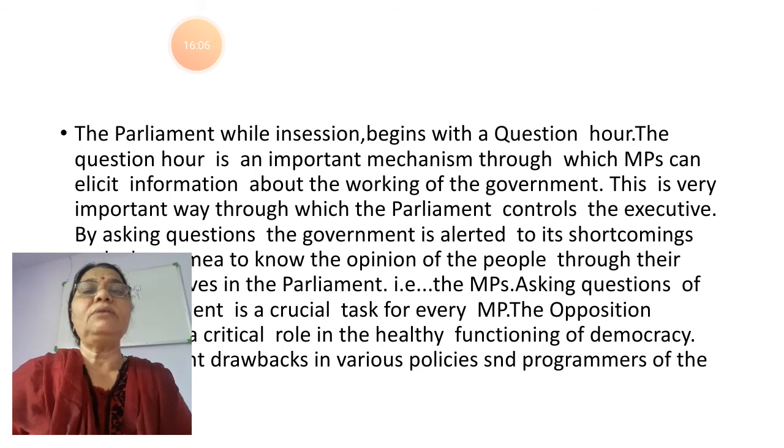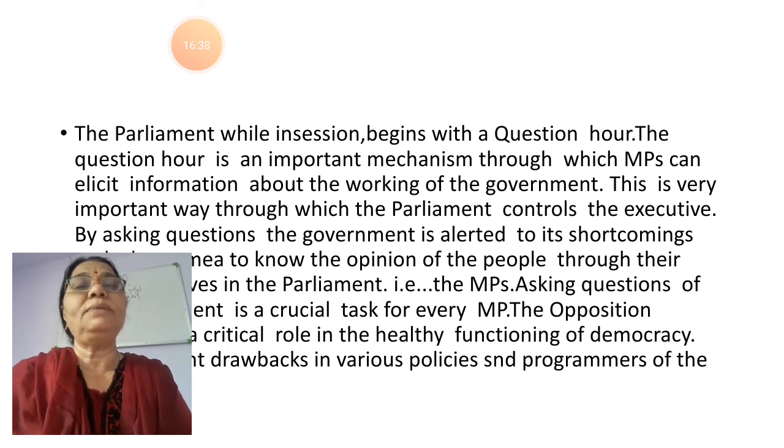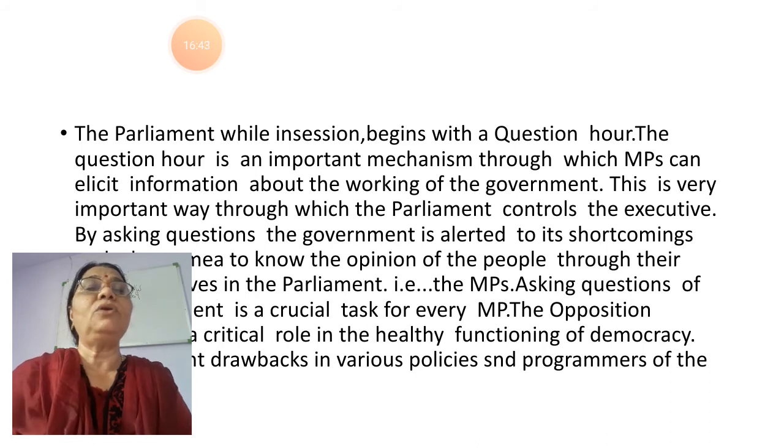If they have given false information about which work they had done, the opposition party can take action against that. This is a very important way through which the parliament controls the executive. Now executive means those who implement the laws, the group of people who implement the laws, that is called the executive. By asking questions, the government is alerted to its shortcomings. Shortcomings means what they have not done.